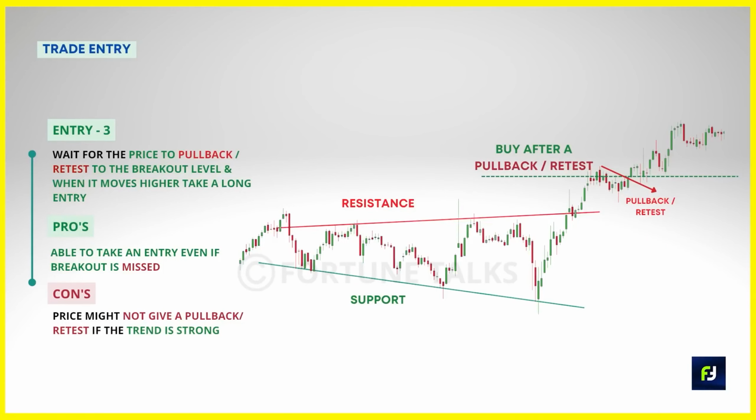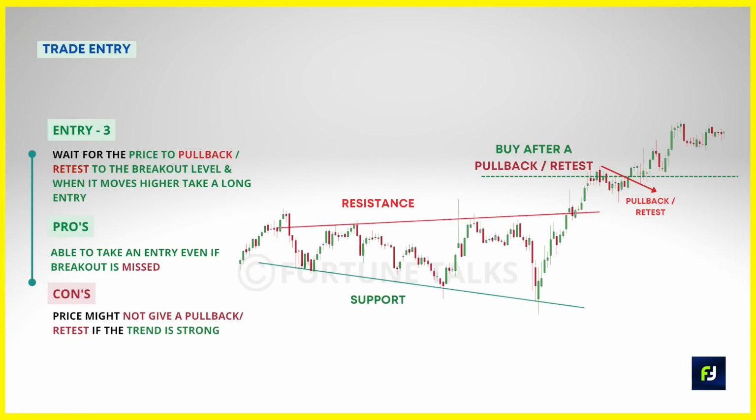In addition to these, you can take a long position after a price pullback or retest back to the ascending trend line. As you may all know, a pullback or a retest is usually associated with weak candles. So you can take a long trade when the price begins to move in the direction of the breakout once again. The advantage of these methods is that you could get into a trade even if you miss the breakout.